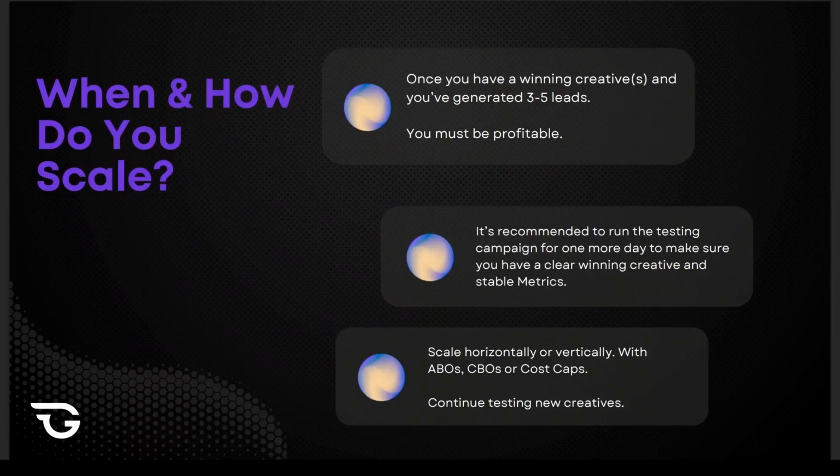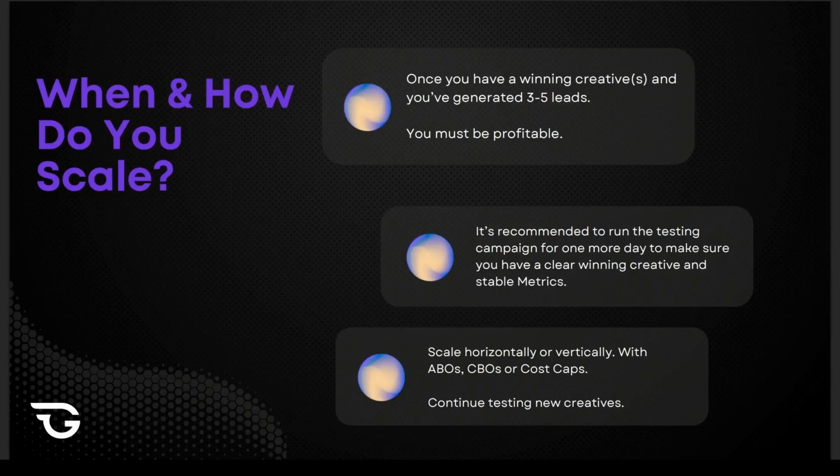So you can either scale horizontally or vertically. Now this could be with ad budget optimization, campaign budget optimization, or cost caps. All these campaigns and methods are really good, so I'd highly recommend testing everything and seeing what works and what doesn't work for you. While you're scaling, don't stop testing new creatives. This is really important. Most people just stop testing when they have a winning creative. If you continue testing, then you can make sure you always have a winning creative to scale at all times. This is really important, and most people don't really follow this rule, but I highly recommend that you do.